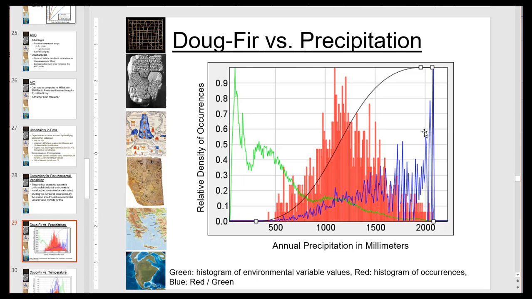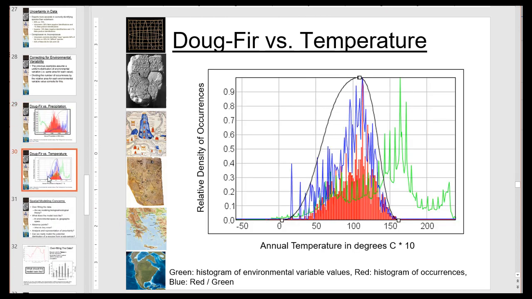So this blue line represents dividing the number of Doug fir occurrences, or pixels that have Doug fir in them, by the number of pixels that are available with that same temperature. And that gives us this blue line. So that corrects for that. Now we've got a measure of how good the habitat is, or how prevalent Doug fir is in pixels that have that annual precipitation amount. And we'll talk more about this when we talk about Maxent, because that's what Maxent measures by default, as does Hemi now. Hemi, you can pick either one, but we'll talk more about it.